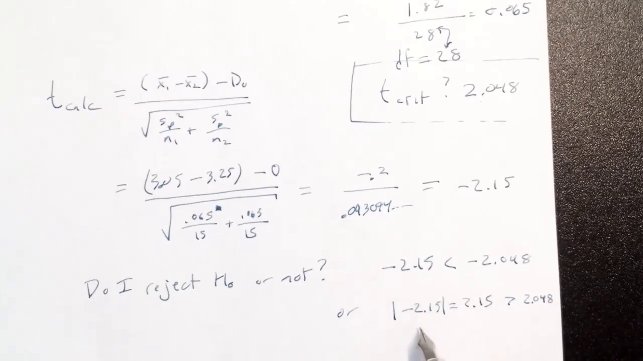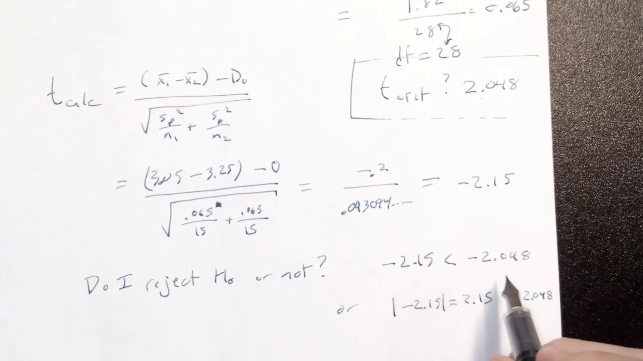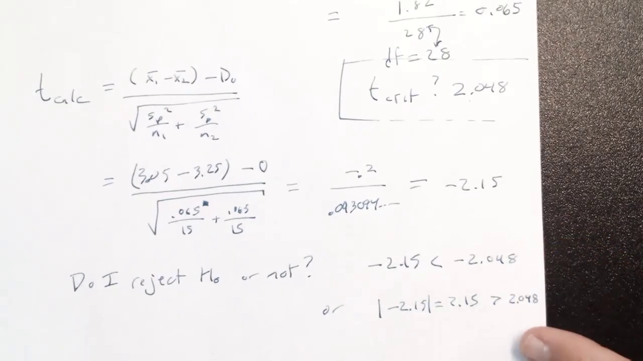You either take the absolute value of your calculated thing, or because you're doing a left test, you look at the negative of the critical value. One of the two. Hey, wait a minute. We're outside, aren't we? In this one, you're definitely too small. In this one, you're too big. What does that mean? We reject.